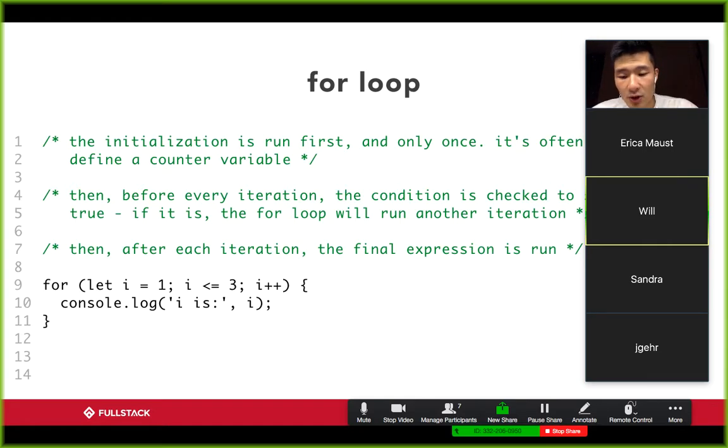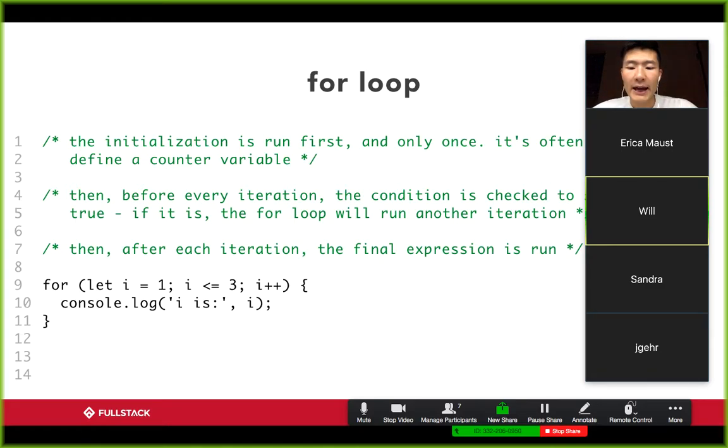In the middle part, the condition is i is less than or equal to 3. So basically, every time before we run our code block, we're going to do a check. Is i less than or equal to 3? Yes or no? If it's yes, we're going to run our code block. If it's false, we're going to stop this for loop and move on to the next line. In this case, we're going to move on to line 12.